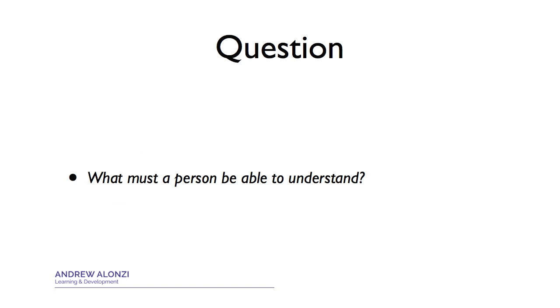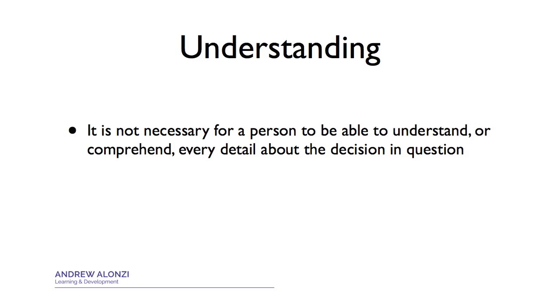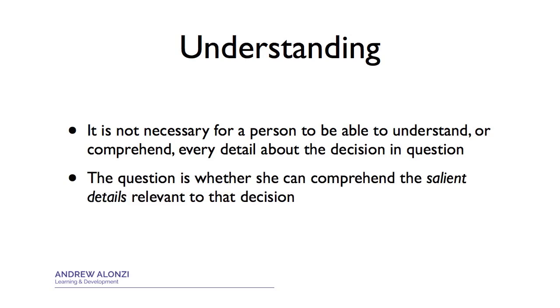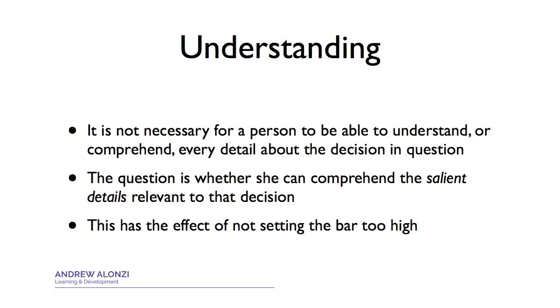What must a person be able to understand? It's not necessary for a person to be able to understand or comprehend every detail about the decision in question. Instead, the question is whether she can comprehend the salient details relevant to that decision. In terms of your assessment, this has the effect of not setting the bar too high. It's also why it's very important for you to be clear about the particular decision you want the person to make, so that you can share information that is relevant to the decision. This will avoid overwhelming the person with irrelevant information.